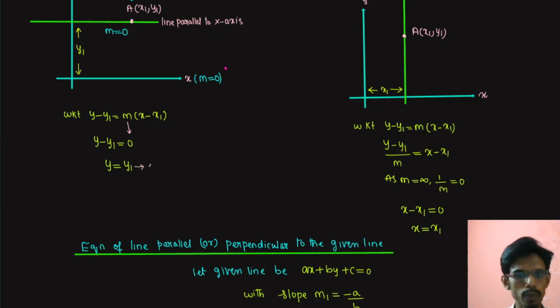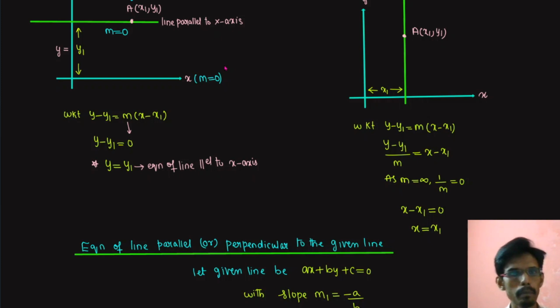So this is the equation of line parallel to x axis. Okay, this is the equation, y equals y1. This one, y equals y1, will be the equation of line parallel to x axis.